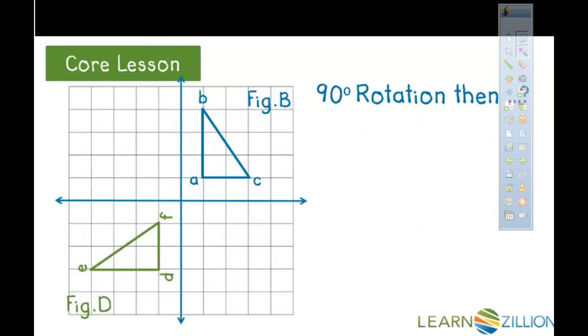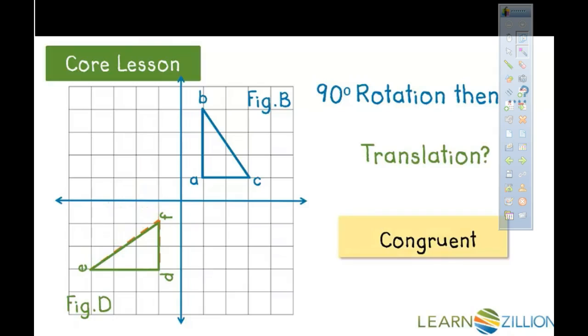We'll try a rotation first. We'll do a 90-degree counterclockwise rotation. This looks good. If we translate 4 units down, we see it fits. Since we know that both rotations and translations leave size and shape unchanged, we know that a sequence of a rotation followed by a translation will also leave size and shape unchanged. If size and shape stay the same, then the figures are congruent.